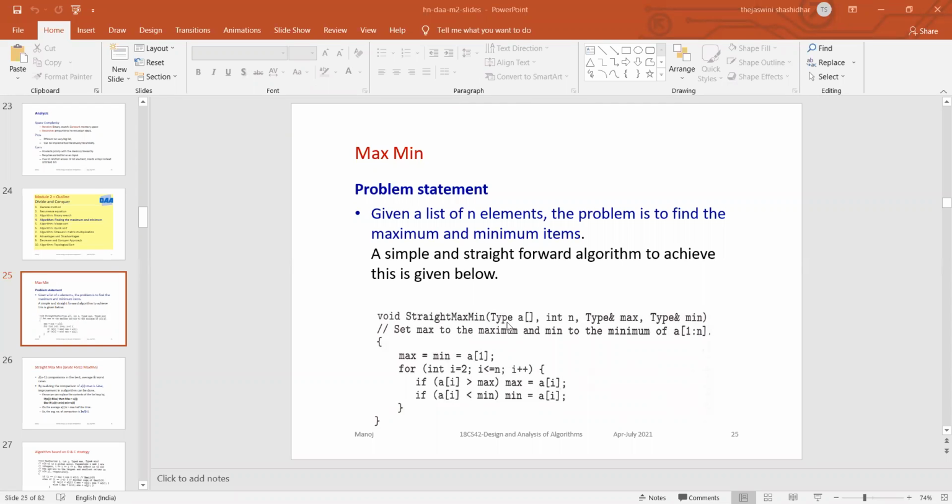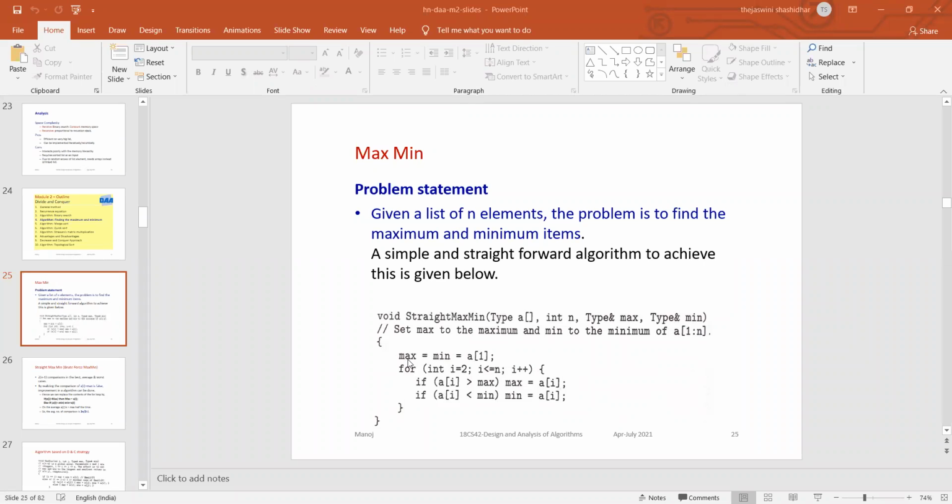So the input parameters are an array A and a variable n, where n is the total number of elements in the array. Then you go with type ampersand max, type ampersand min. Now set the maximum and minimum. First you come to the condition: the first element we take as A of 1, and that is set to min, and that is set to max also.